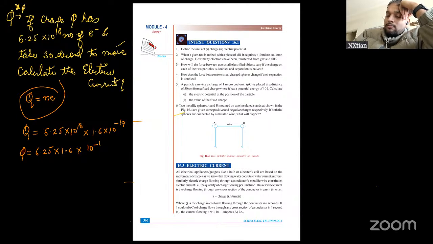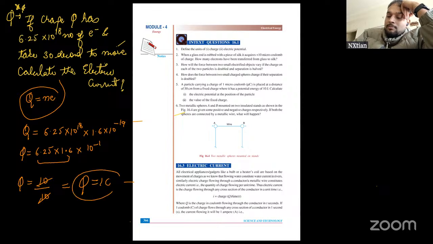Now, when you simply multiply it, you get Q is equal to 10 times 10 to the power minus 1. We have to make the power plus, so it goes in the denominator and becomes 10 again. So 10 and 10 will cancel, and I got 1 coulomb charge. It means that if this many electrons are there, then 1 coulomb charge is there. Understood, guys? Did you understand till here?